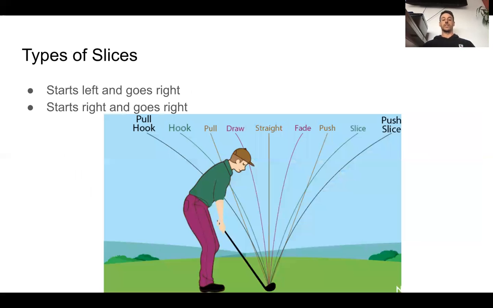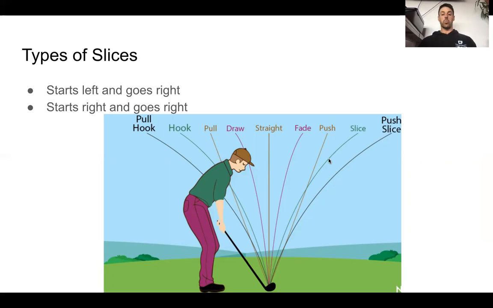So, the types of slices. This graphic here is going to show several different kinds. It's also going to show some different hook, pull hook, draw. We won't worry about this left side here. What we're looking at are various things related to fade, push, push slice, stuff like that. Because when we really break it down, we see multiple different ways that that ball can go right.